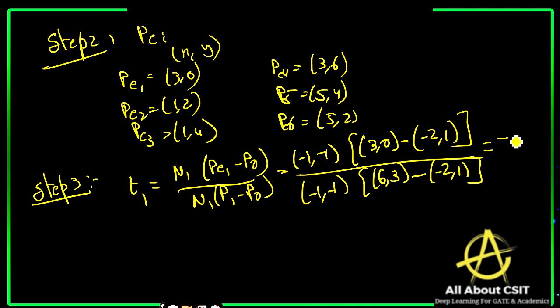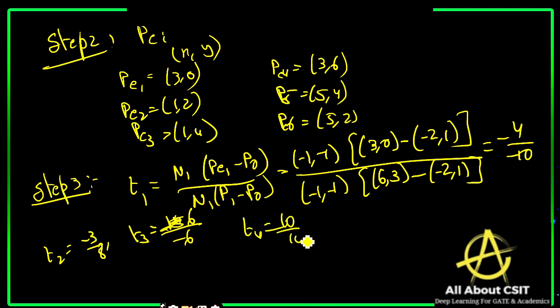So if you perform the calculation, you will get minus 4 by minus 10. Similarly, if you apply this, T2 you will get minus 3 by 8. T3 you will get around 10 by minus 6, okay, sorry, 6 by minus 6, and T4 you will get as 10 by 10, and T5 you will get 7 by 8, and T6 you will get 6 by 6.